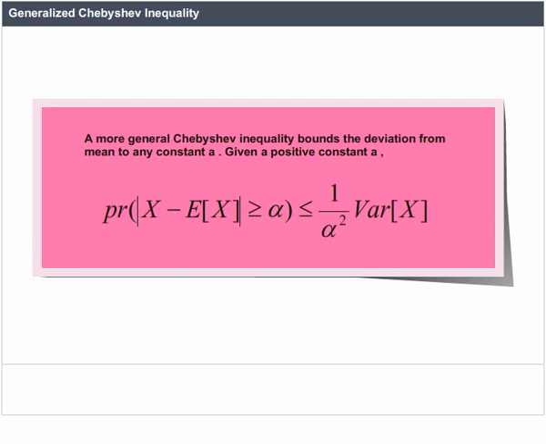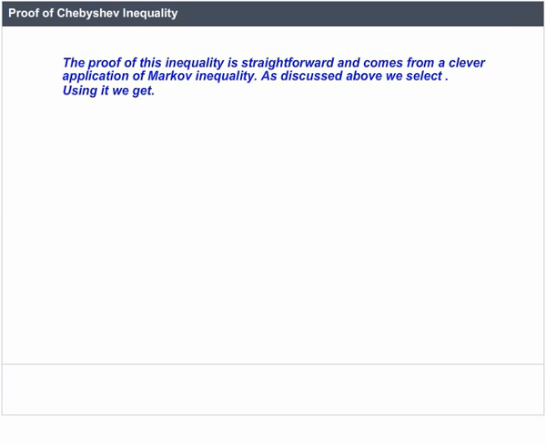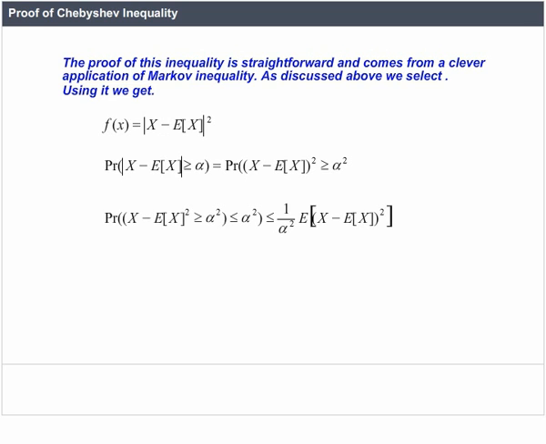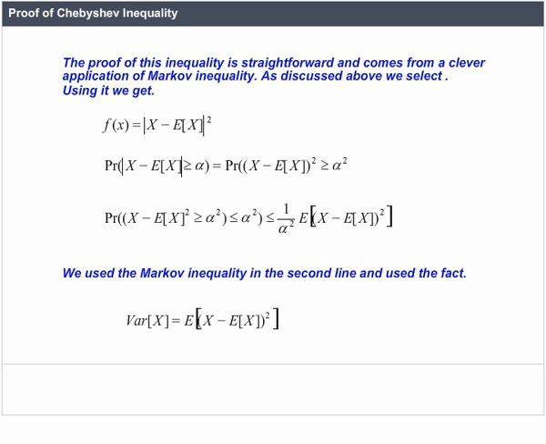Proof of Chebyshev inequality. The proof of this inequality is straightforward and comes from a clever application of Markov inequality. As discussed above, we select f of x equal to modulus of x minus E of x whole square. Probability of modulus of x minus expectation of x greater than or equal to alpha equals probability of modulus of x minus expectation of x whole square greater than or equal to alpha square, which is less than or equal to 1 by alpha square expectation of x minus expectation of x whole square. We used the Markov inequality in the second line and used the fact that variance of x equals expectation of x minus expectation of x whole square.